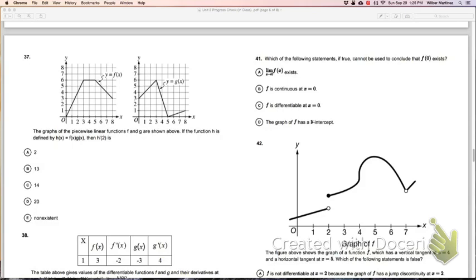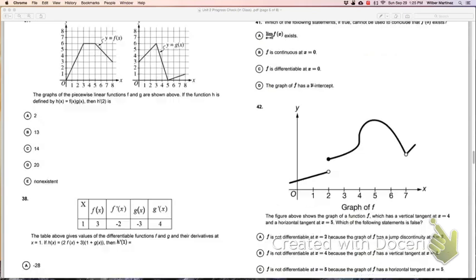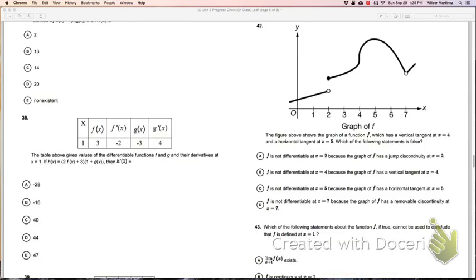For this next one, the figure above shows the graph of the function f, which has a vertical tangent at x equals 4. So if I drew a vertical tangent at x equals 4, it would look something like that. It has a horizontal tangent at x equals 5, something like that. It says, which of the following statements is false? A, f is not differentiable at x equals 2. Well, that's a true statement. It is not differentiable. Let's continue and see what else it says.